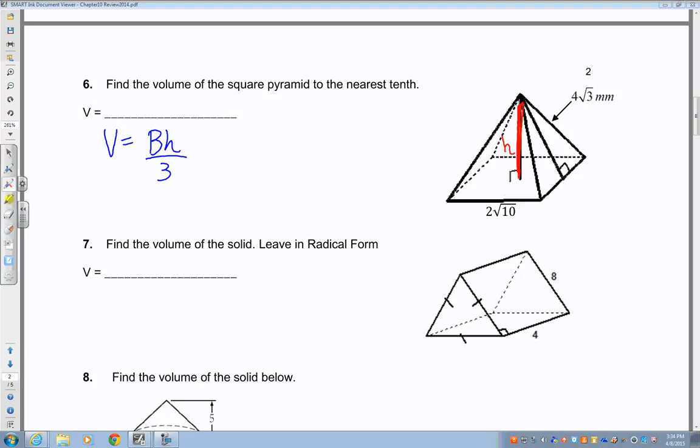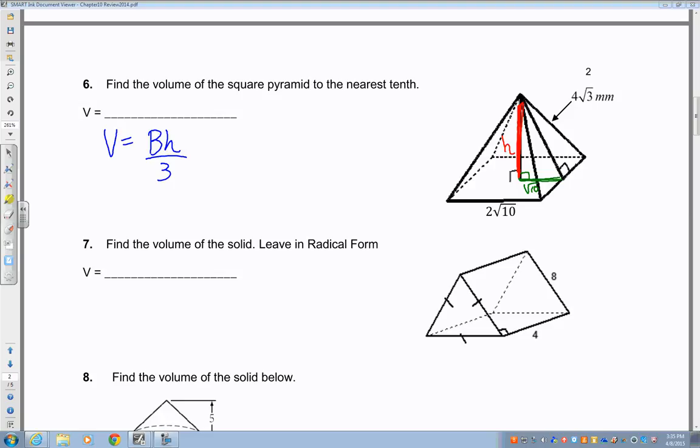Now, you need to get in the habit of creating right triangles, because if I can create right triangles, I can use the Pythagorean theorem. Do we see the right triangle I created here? Right now, I should at least be able to come up with this short leg. That's just the square root of 10.